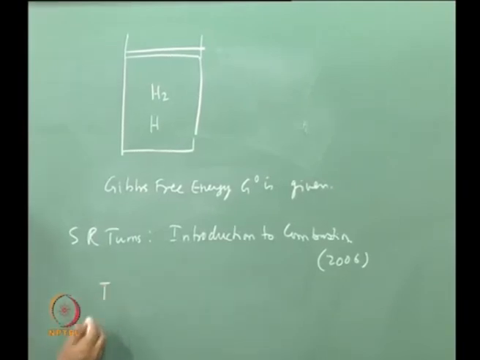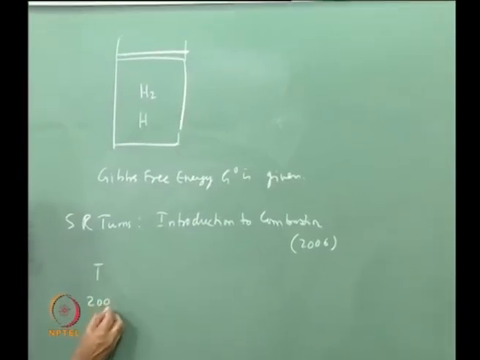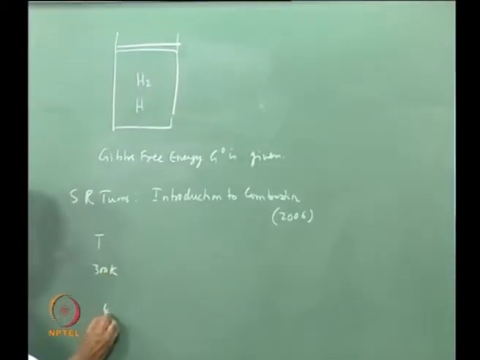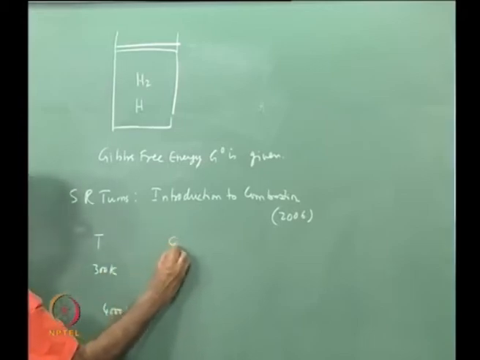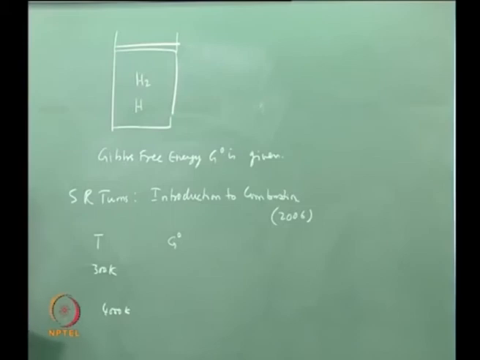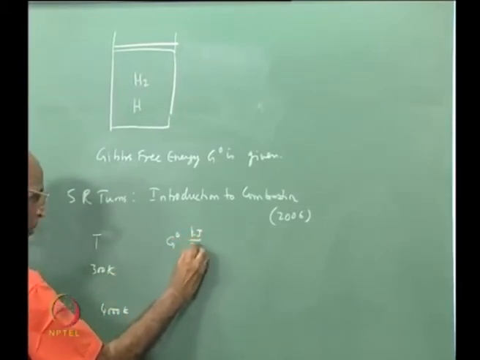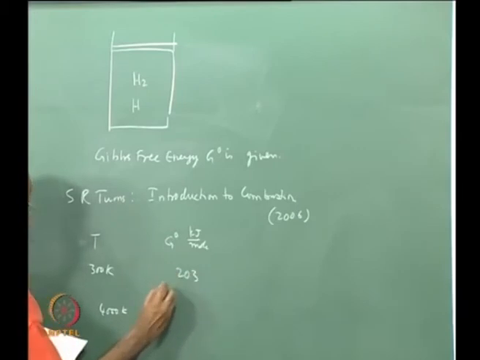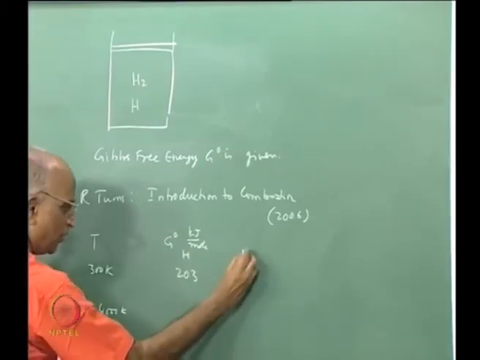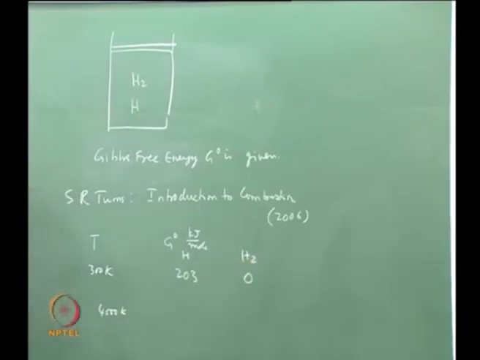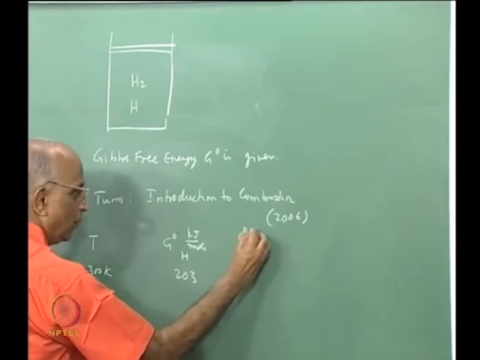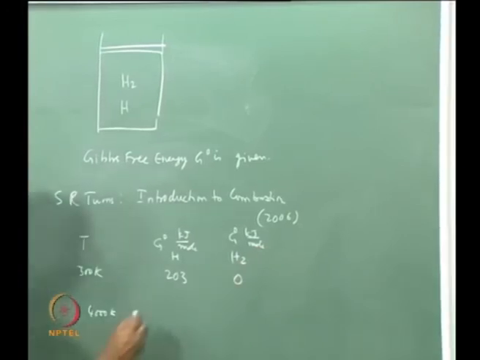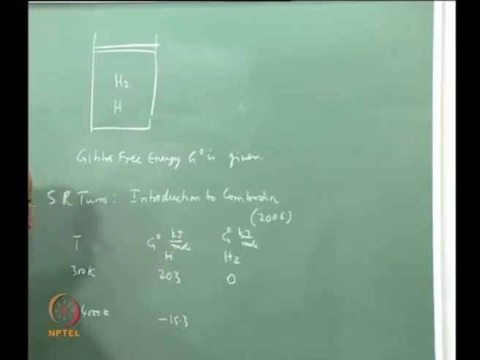If we are going to look at temperature, I will just take two values. I take the value at, let us say, 300 Kelvin, and I take the value at, let us say, 4000 Kelvin. The value of G naught, that is the standard Gibbs free energy, at 300 in kilojoule per mole is equal to 203 for hydrogen atom. For H2 it is 0, and again G0 in kilojoule per mole. At 4000 the value is minus 15.3 kilojoule per mole, and it is again 0.